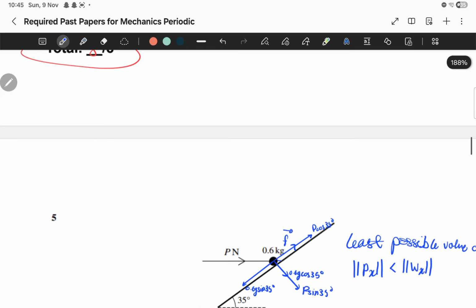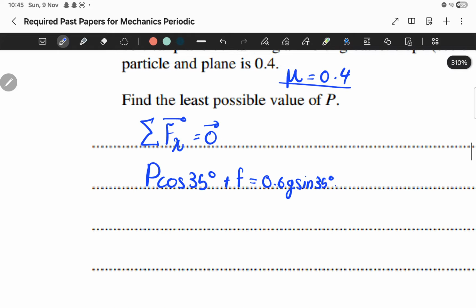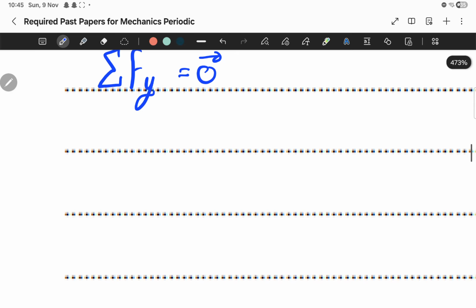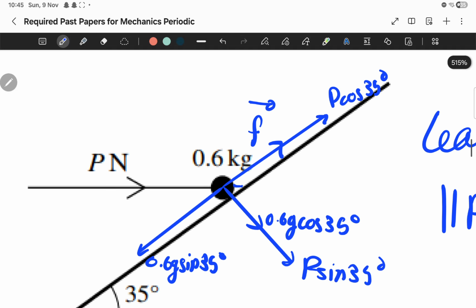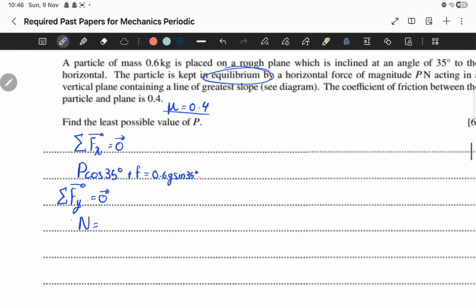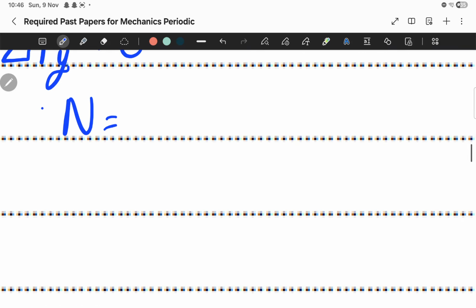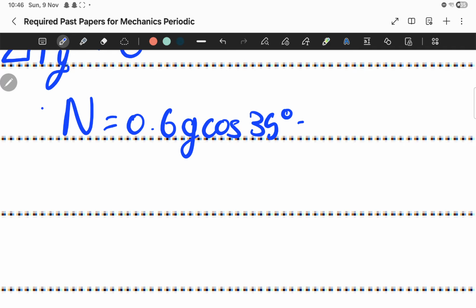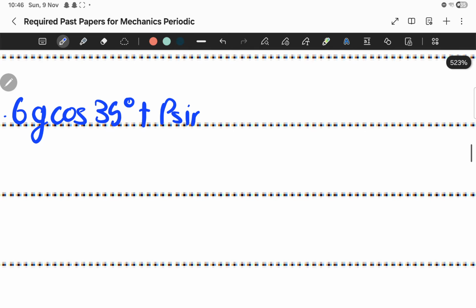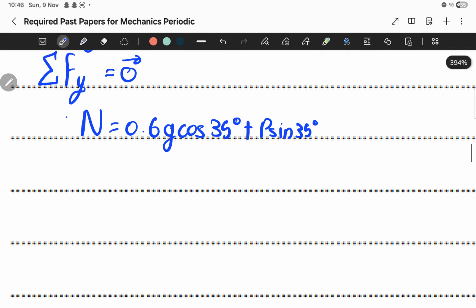Okay, now this has been resolved. This is sigma of x. Now, sigma of y is also equal to 0, right? So n, oh, I forgot to draw the normal, didn't I? Yes, I did. It's okay. The n is also equal to the bottom part, so n is equal to 0.6 g cos 35 plus p sine 35 degrees.